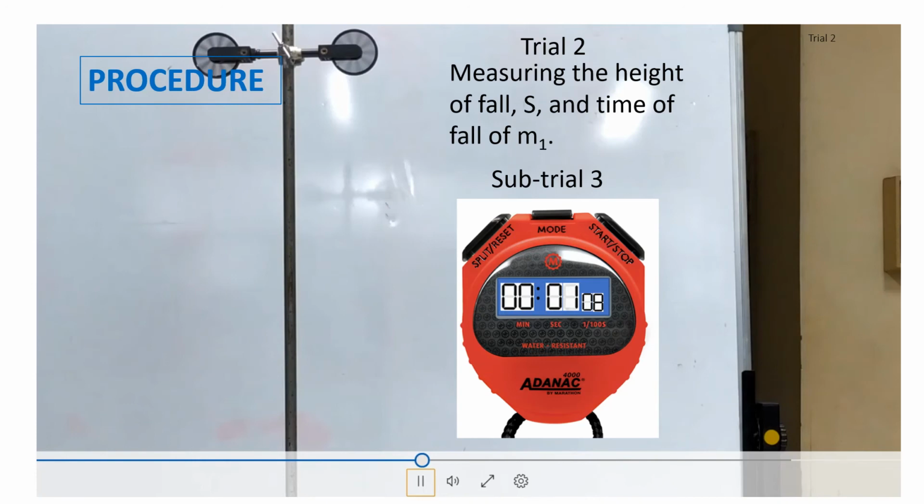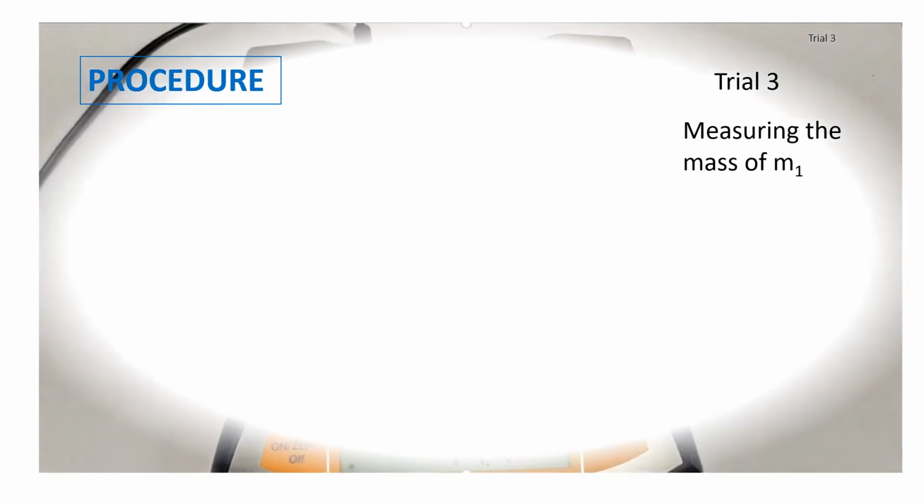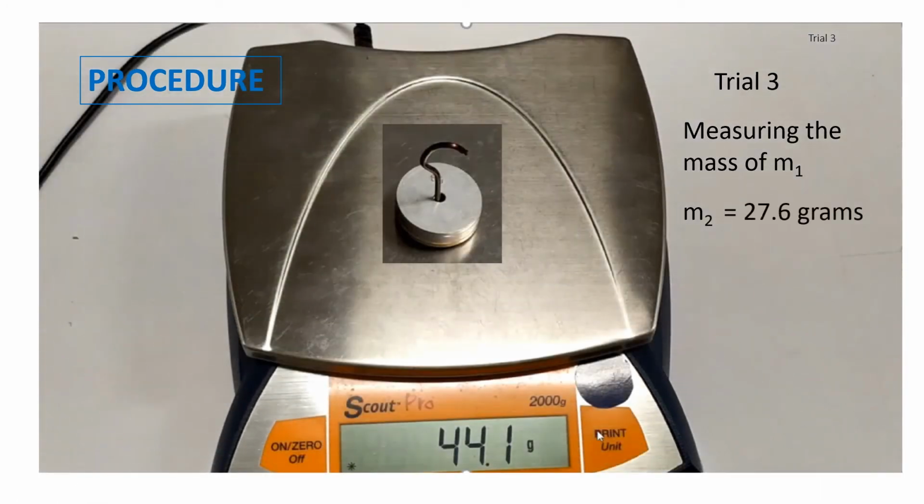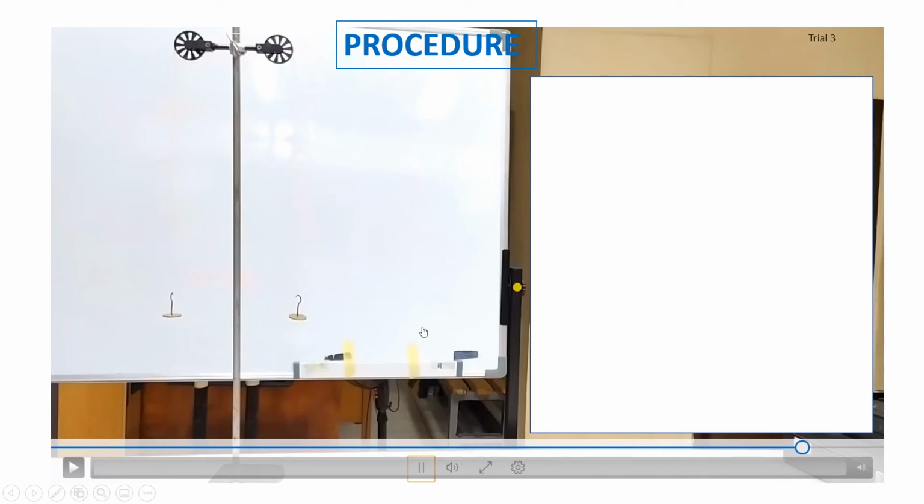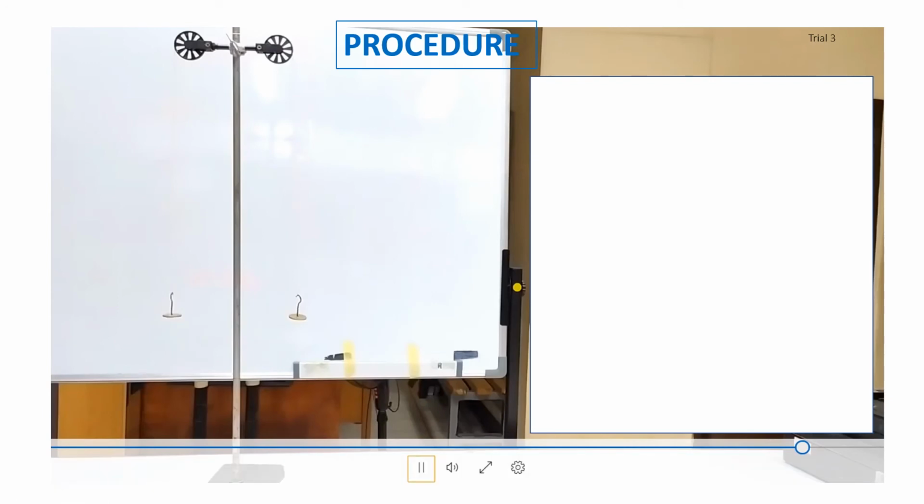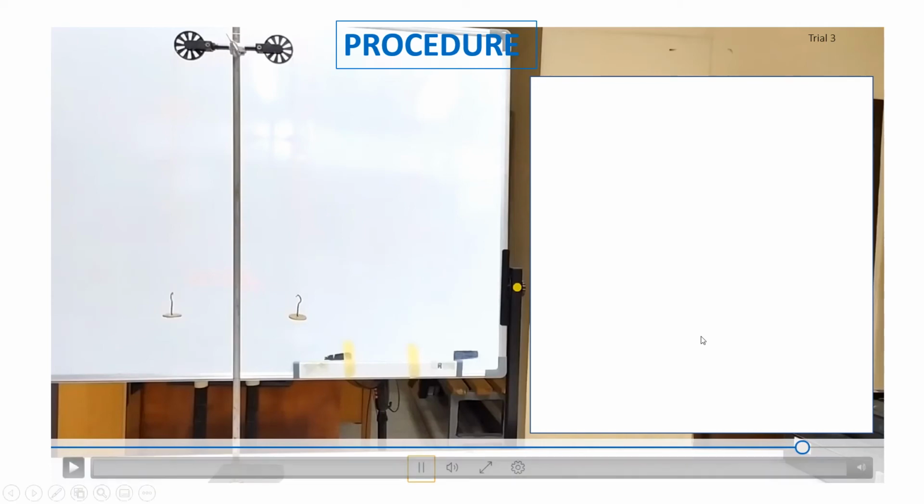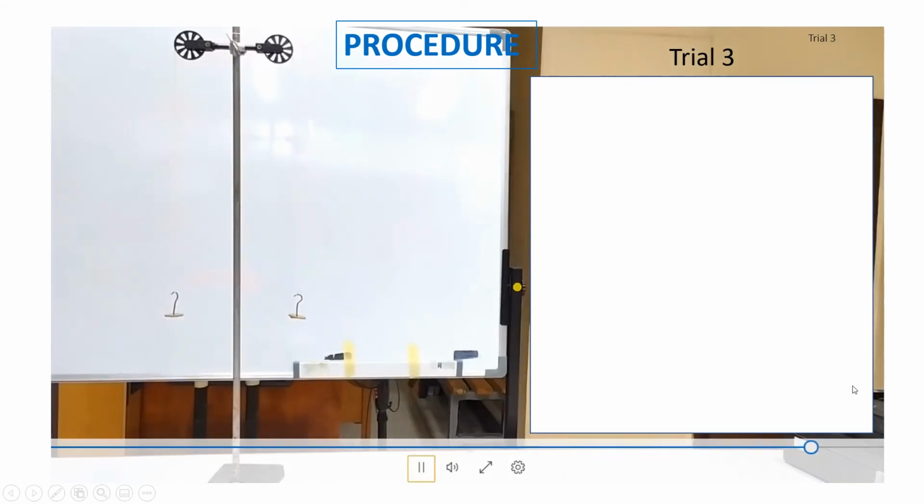Now for trial 3. Measure the mass of the hanger with weight and record as m sub 1, while m sub 2 remains the same. m sub 1 is now greater than m sub 1 for trials 1 and 2, which means the difference in the masses increases, and the net force is also increased.